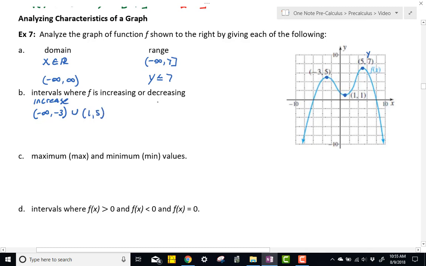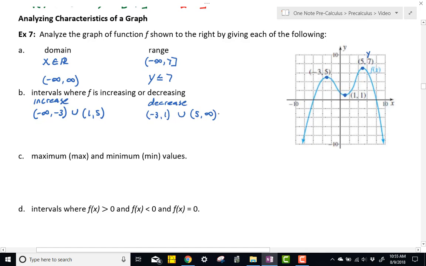What about decreasing? I'm decreasing in this little interval from negative 3 to 1. So I'm going down in between those two x values, negative 3 to positive 1. And I'm also decreasing after x is equal to 5. I'm decreasing for the rest of the graph. So from 5 all the way to where x is at infinity, I'm decreasing.